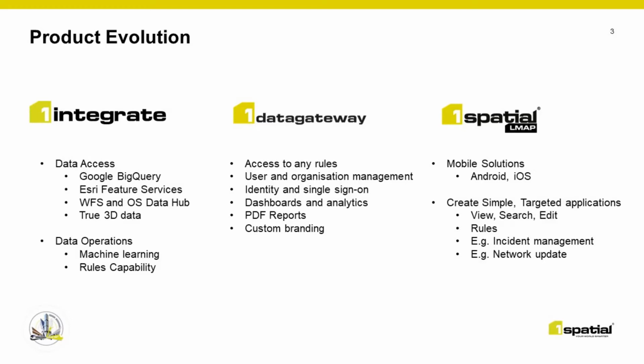And then OneSpatial LMAP, which is the application platform for building mobile solutions. These can be running on Android or iOS, and they allow the creation of simple targeted applications. And these have got lots of power and capability because they have the power of the rules engine within them. So you can view, search, edit data, but importantly run rules as you're editing on your mobile device. So examples of applications that we've built for customers are incident management applications or network update applications.